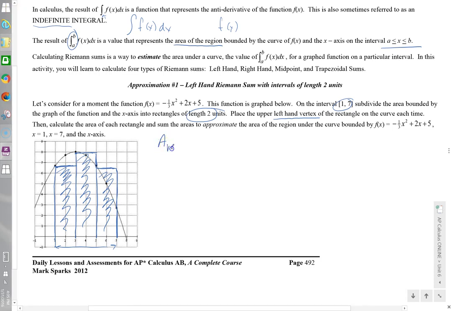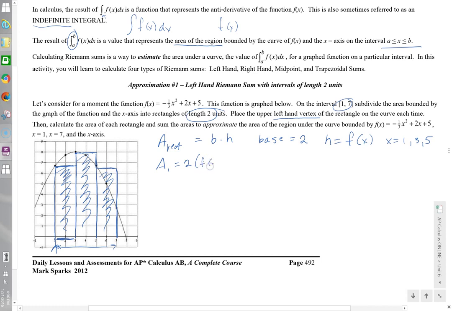So area of a rectangle is equal to base times height. Our base for each rectangle is the same length. We were given that it's going to be 2 units, so the base is equal to 2. And then the height is going to be equal to the function at each one of those values, and we're calculating from the left. So the height is going to be f of x, where x is equal to 1, 3, and 5.